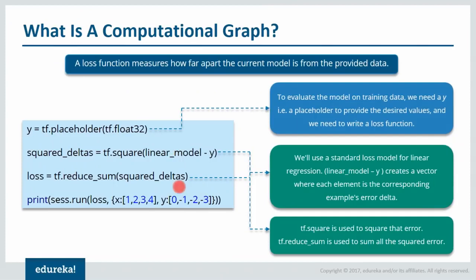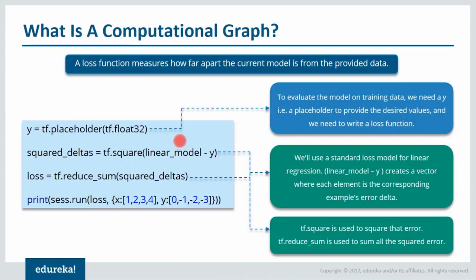So now, in order to evaluate the model on the training data, we need a placeholder y, as you can see in front of your screen, to provide the desired values, and we need to write a loss function. This placeholder y will be provided with the desired values for each set of inputs. Then we're going to calculate the loss function, and how are we going to do that? We're going to subtract the desired output from the actual output, and then square it. After that, we're going to sum all of these squared deltas, and then define one single scalar as loss. So this is how we are going to calculate the loss, and after that we need to provide the values to x and y placeholders.